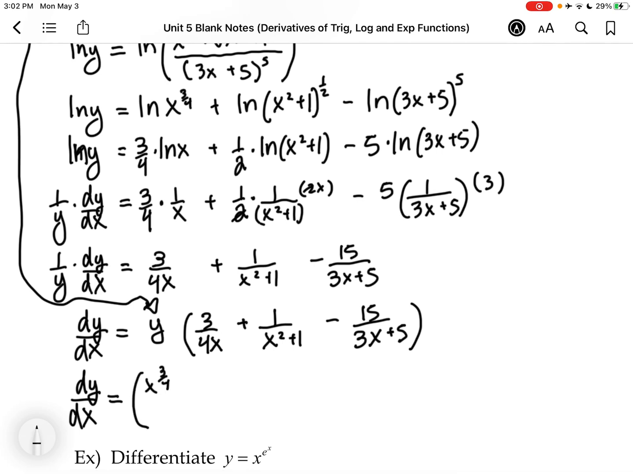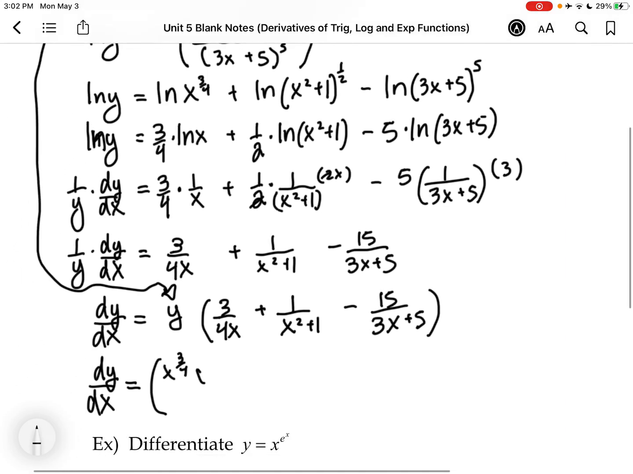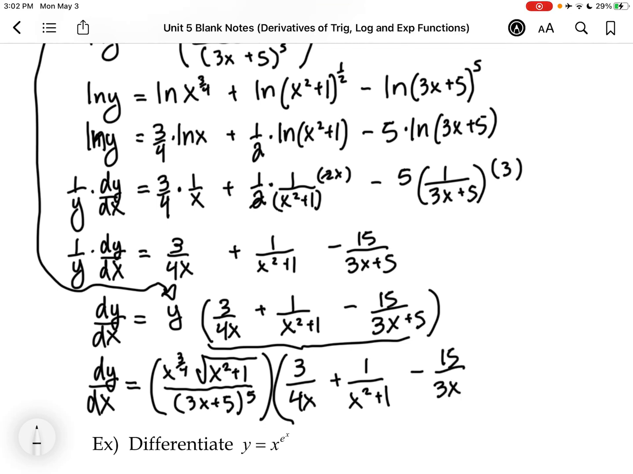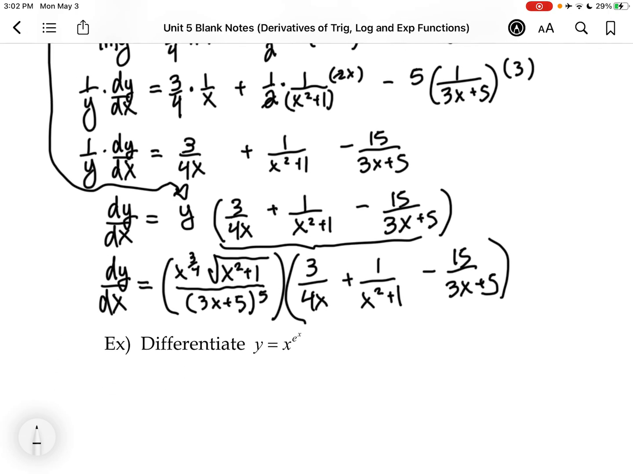x to the 3/4 times the square root of x squared plus 1 over 3x plus 5 to the 5, times this, which is 3 over 4x plus 1 over x squared plus 1 minus 15 over 3x plus 5. And that is a lot easier to do than if we had tried to differentiate without using logarithms. Okay, so let's try another one.